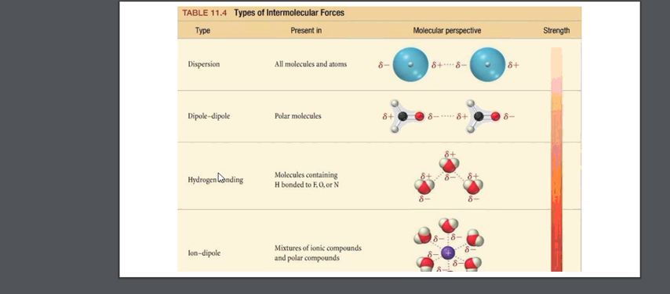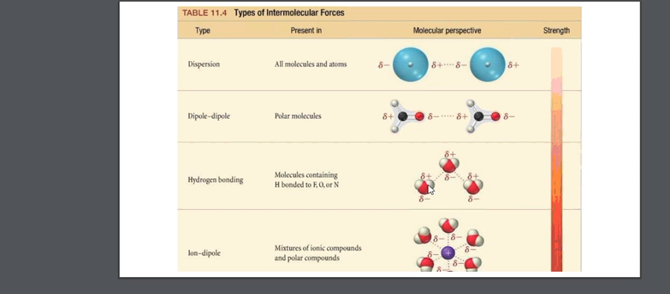Now, hydrogen bonding is just a special case of dipole-dipole. Why is it called hydrogen bonding? Well, first of all, it's a hydrogen atom bonded to either a fluorine, oxygen, or nitrogen. Water is a very good example of that. There are two hydrogens bonded to an oxygen.